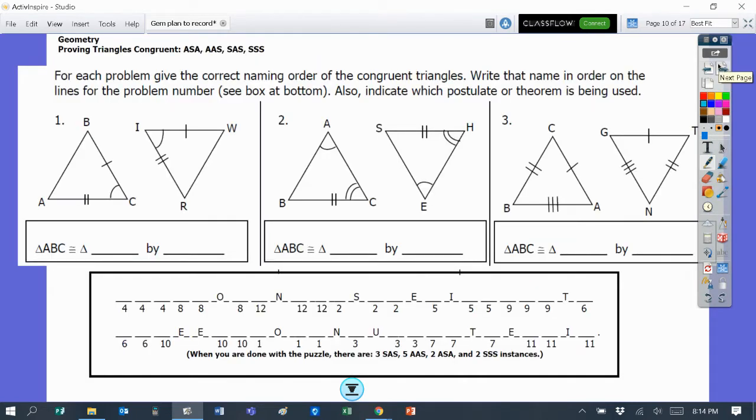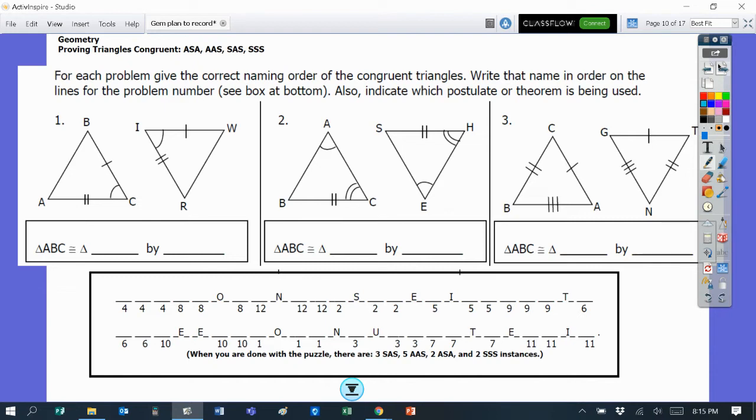So on the Teams page, you will find this. It is a PDF. Yes, you will have to redraw the pictures and write your congruency statement and also the rhyme underneath. So again, all year we're working on reading comprehension. So for each problem, give the correct naming in order of the congruent triangle. Write the name in order of the lines for the problem number. See the bottom box. Also indicate which postulate or theorem you use.